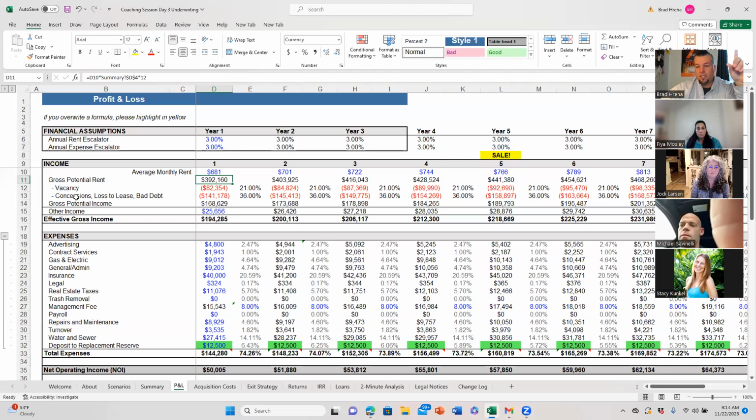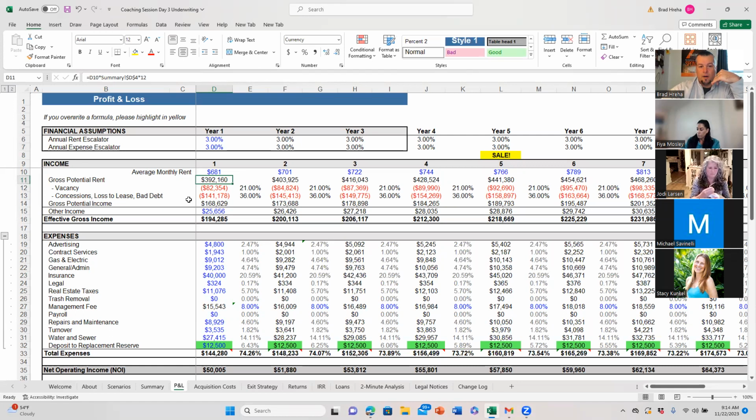So your concessions are if you're renting units for $1,000 and you decide to give someone a free month, that's a concession. So there's $1,000 towards concessions. Loss to lease is if you have a unit that rents for $1,000 and you decide to rent it out for $900 a month, you have $100 loss to lease every month on that unit. Bad debt is any money that is owed to you that a tenant has not paid.